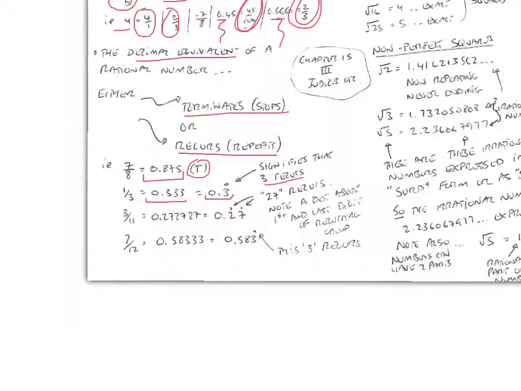3 divided by 11 is 0.27272727, so we write that as 0.27, where we're kind of noting with the double dots, the 2 dots, that the 27 recurs. Okay, so there's a dot above the first and last digit of the recurring group, that is 2727. 7 over 12 is 0.58333, and this 3 will keep recurring, so we'll write that as 0.583 with a dot on top to say that it's this 3 that will keep recurring.